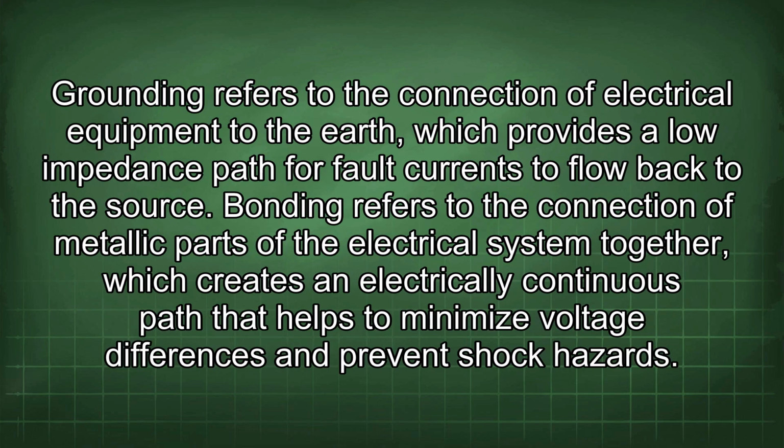Grounding refers to the connection of electrical equipment to the earth, which provides a low impedance path for fault currents to flow back to the source. Bonding refers to the connection of metallic parts of the electrical system together, which creates an electrically continuous path that helps to minimize voltage differences and prevent shock hazards.